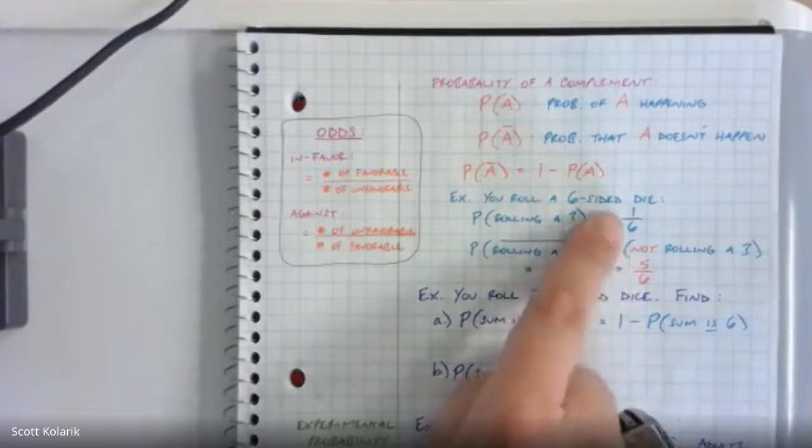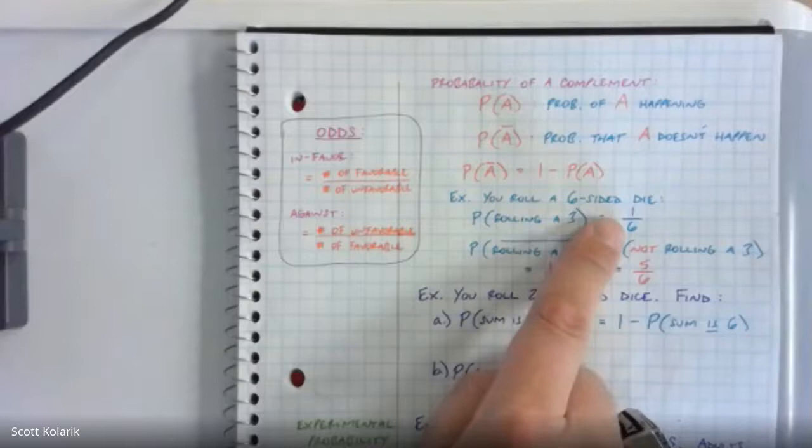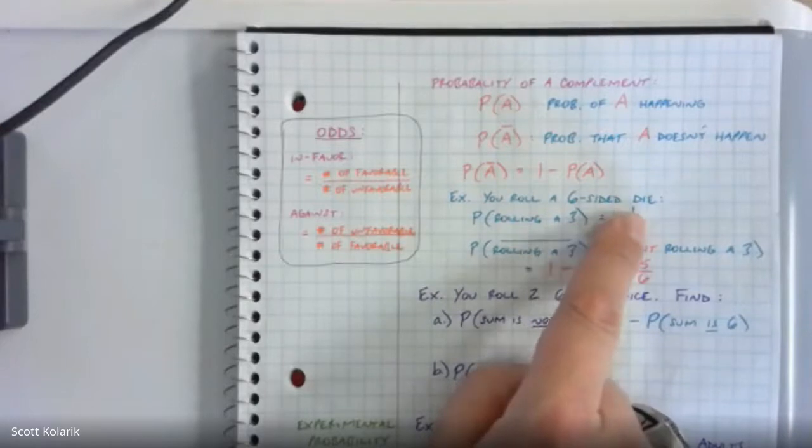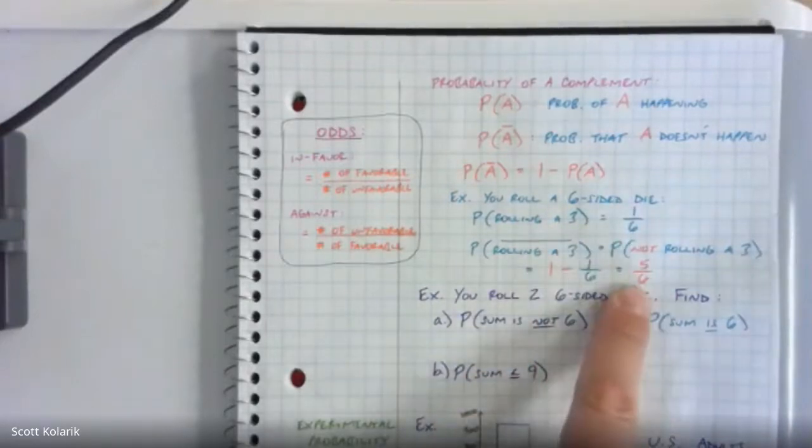For instance, if there was a 1 in 6 chance of me rolling a 3, how many other ways are there to not roll a 3? Well, if there's a 1 in 6 chance, that means the other 5 ways would simply be not that result, or the complement of that result.